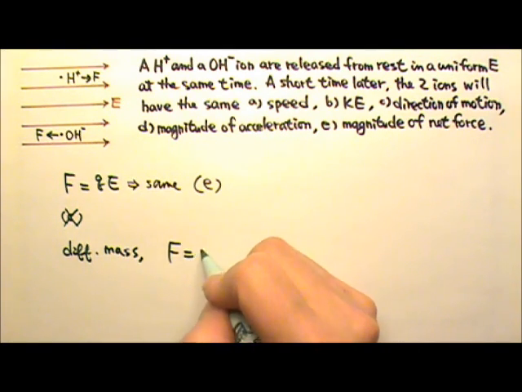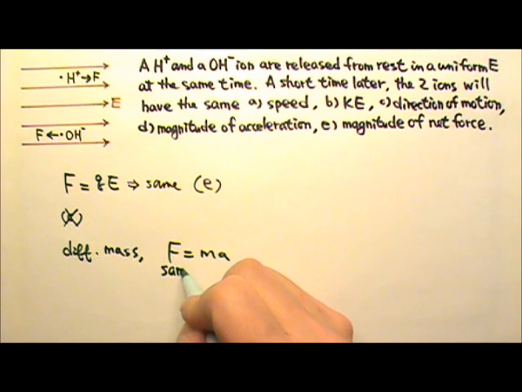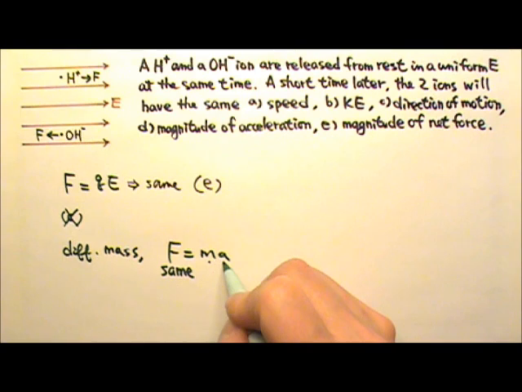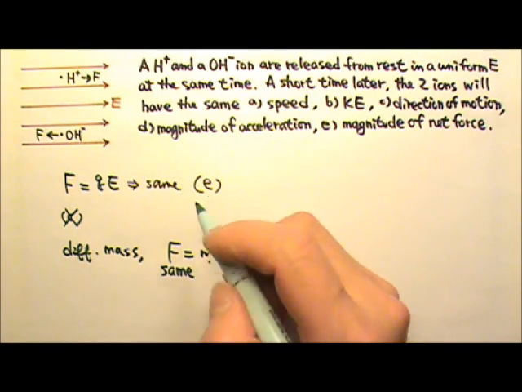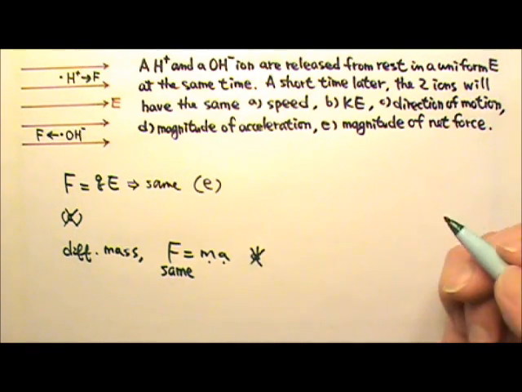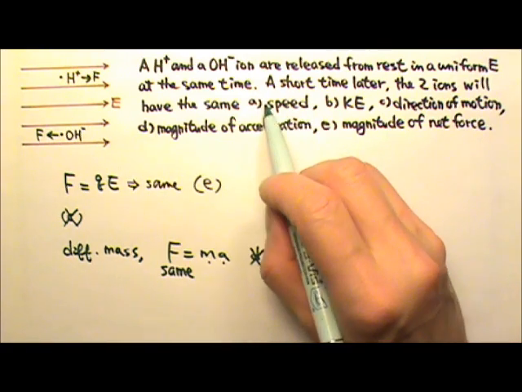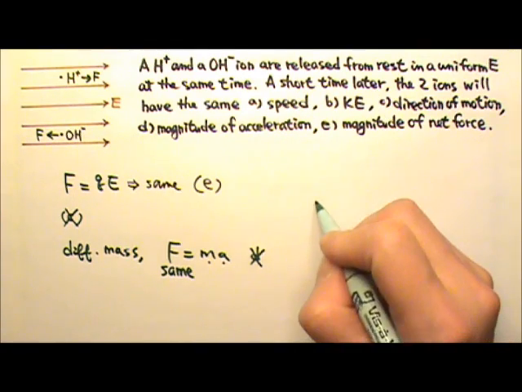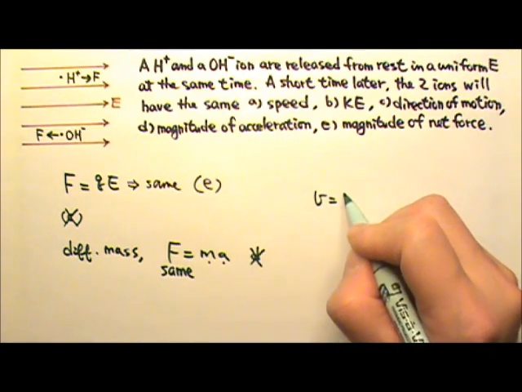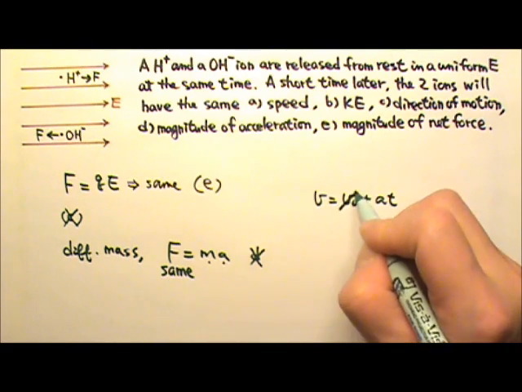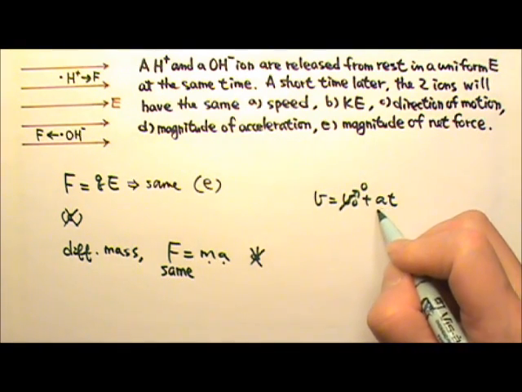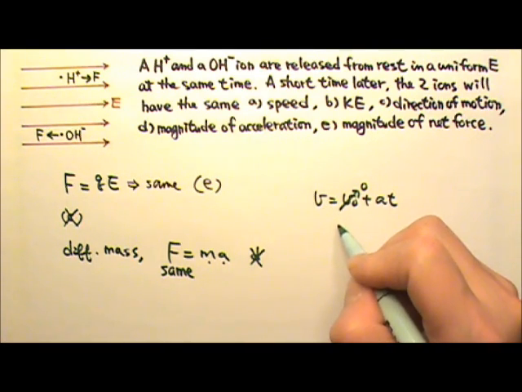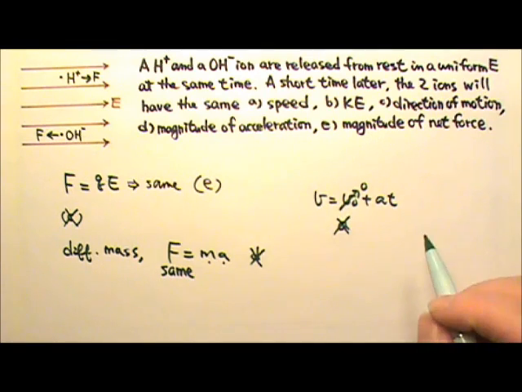The two ions have the same charge, but they have different mass. So F equals ma, they experience the same force, but they have different mass. Therefore, the magnitude of acceleration would be different. So the answer for D is wrong. Because they have different amounts of acceleration, at the same amount of time later, the speed equals v0 plus at. Starts at rest, different acceleration, same amount of time, so the speed at the end would be different. So A is wrong.